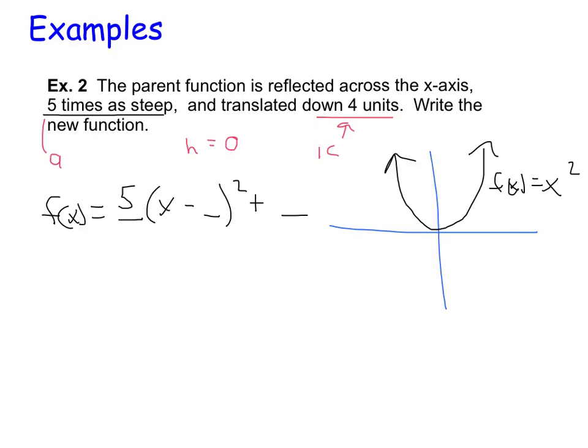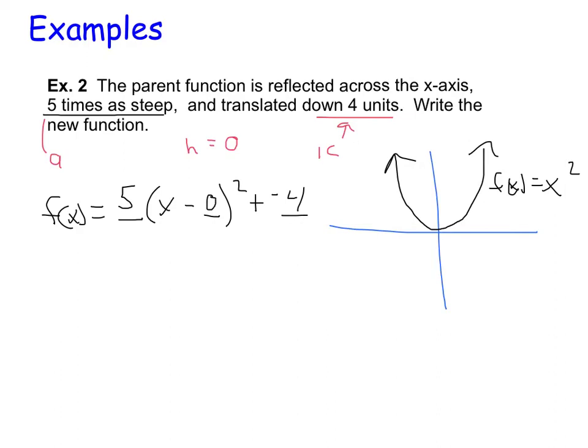So it's going to go like this. Then I see it's translated down 4 units. That means it's going to be a -4 right there. And then I see there is no horizontal translation, so that's going to be 0 right there.